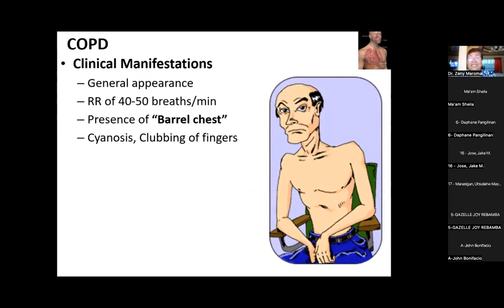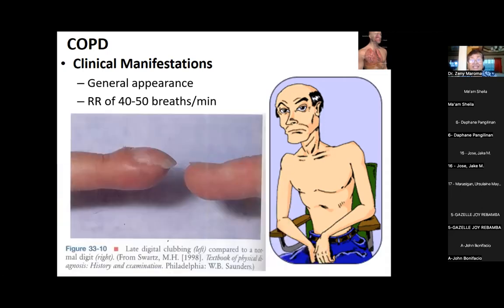So, ang general appearance, ayan, si pasyente, okay, thin, makapal ang dibdib, mabilis ang RR, 40 to 50 breaths per minute, there's barrel chest, okay, and there's cyanosis, there's clubbing of the fingers, okay? So, ano nga yung normal? Normal clubbing, less than 160 degrees. At ito, more than 180. Okay, yan yung clubbing. Okay, tapos bulbous yung fingers niya.